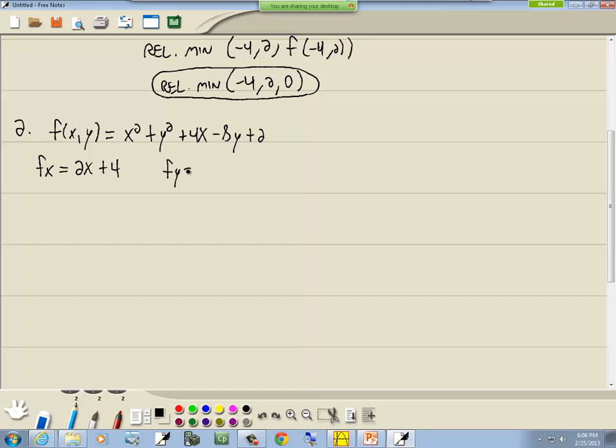Partial with respect to y. Well, the x squared's gone. Derivative of y squared is 2y. 4x is gone. Derivative of negative 8y is negative 8. And 2 disappears. Then we're going to set each one of those equal to 0.